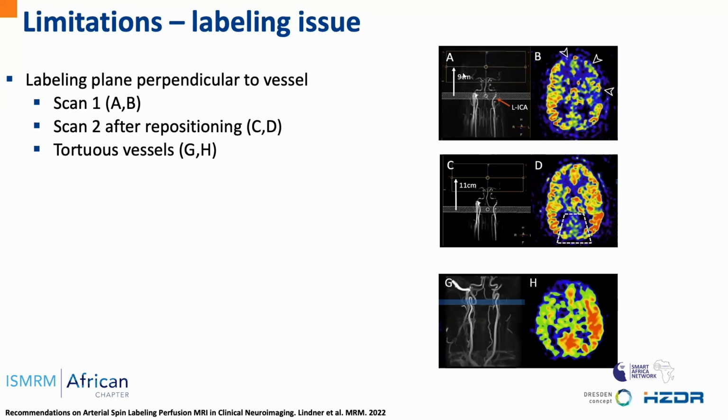And of course, in the worst case, if the vessels are completely tortuous, then we cannot really expect any nice images. You can then again check these articles for certain recommended strategies on how to position the labeling plane in difficult cases.